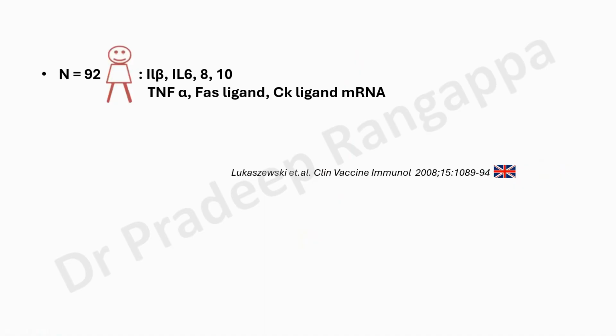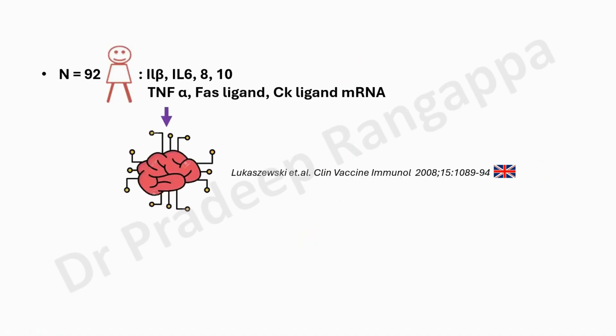And this is another study from UK where they took 92 patients and archived the data of all the cytokine markers. Like in ARDS, we saw P1 and P2. Here they took all the interleukin B levels, interleukin 6, 8, 10, tumor necrosis factor alpha, chemokine ligand mRNA. So they took the values of all this and tried to see if they can prognosticate and identify sepsis.